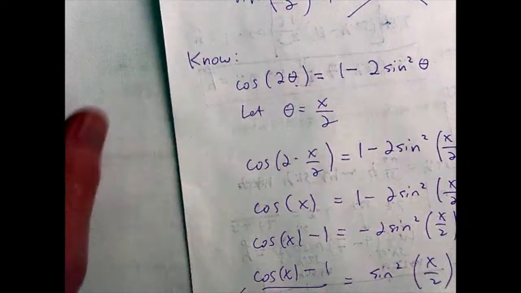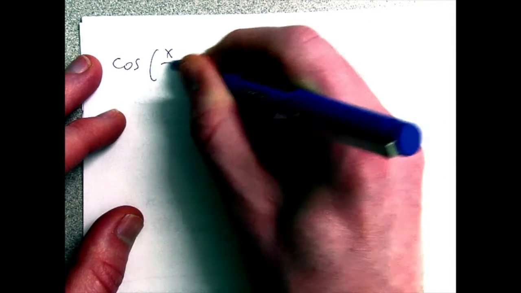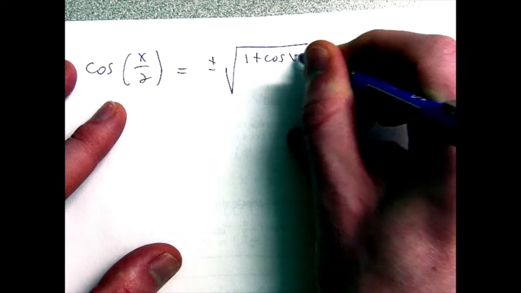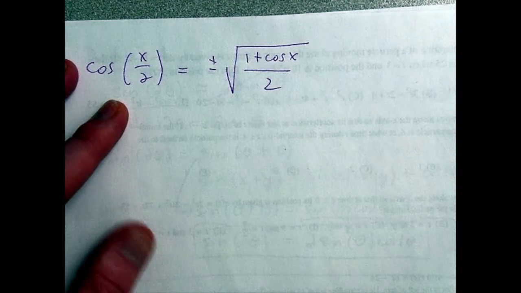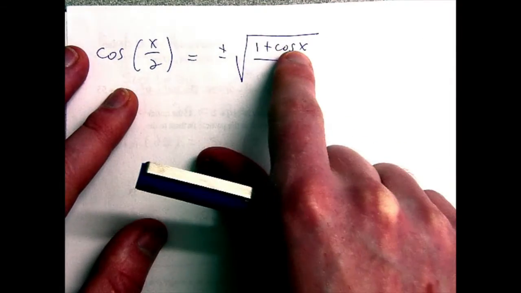Okay, so now in class I have you guys derive the half-angle formulas for cosine and tangent, but I'm just going to give them to you here. So the half-angle cosine formula is cosine x over 2 is plus or minus the square root of 1 plus cosine x over 2. It's very similar to the sine half-angle formula. Basically, instead of a minus there, you've got a plus.